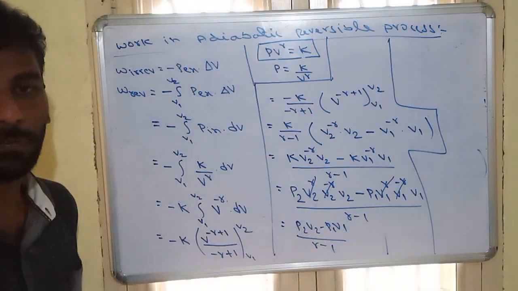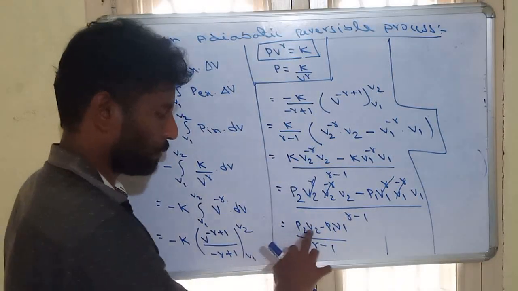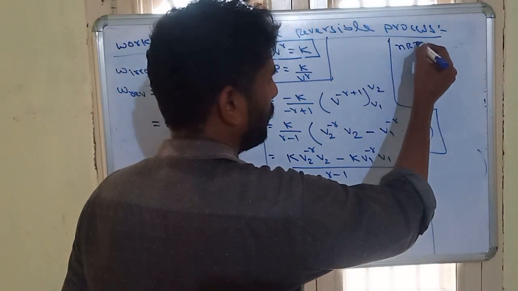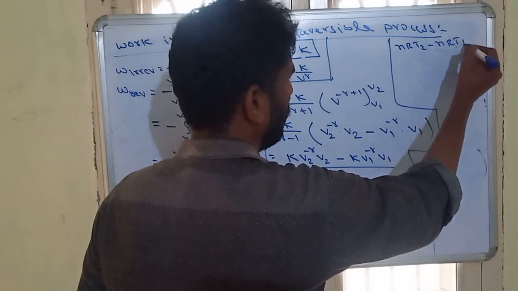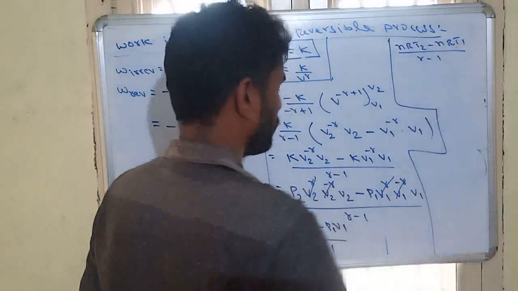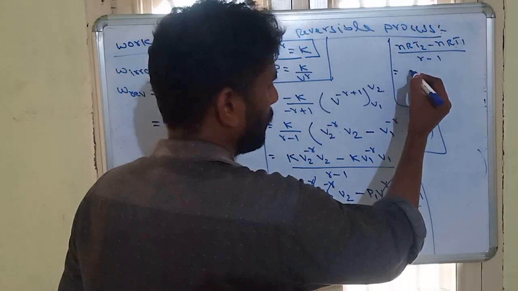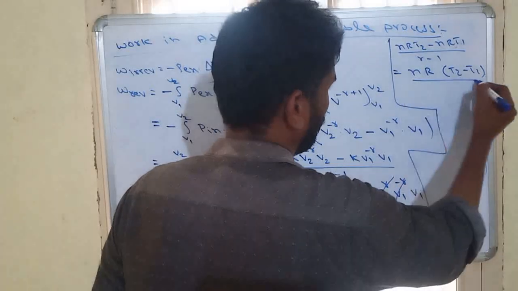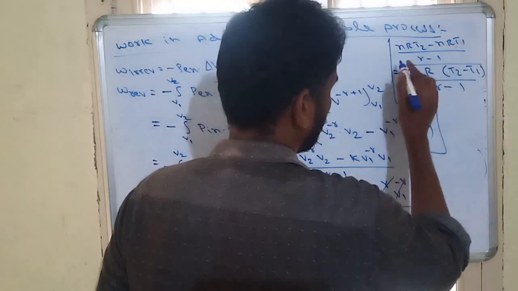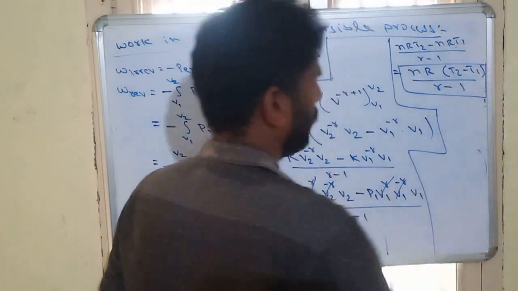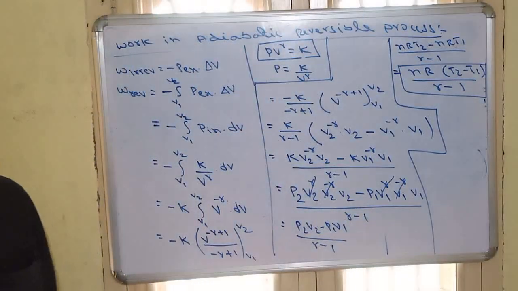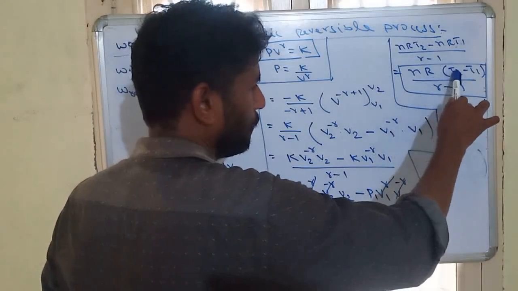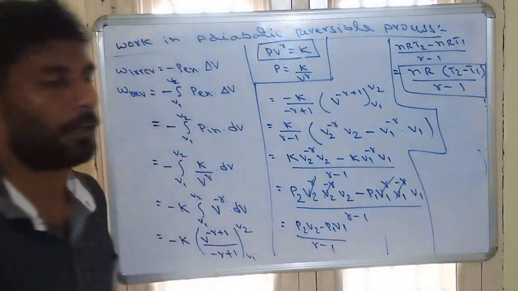So we know that PV is equal to nRT. So P2 V2 minus P1 V1 means nRT2 minus nRT1, by gamma minus 1. Taking nR common, nR into (T2 minus T1) by gamma minus 1. So this is the most important formula: work for a reversible adiabatic process, nR into (T2 minus T1) by gamma minus 1.